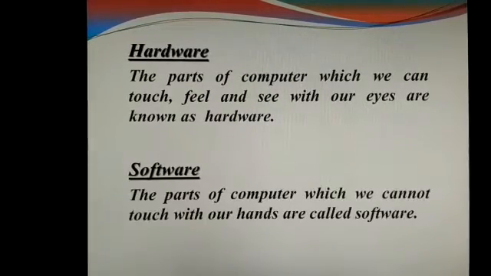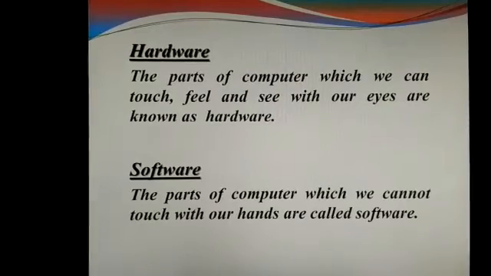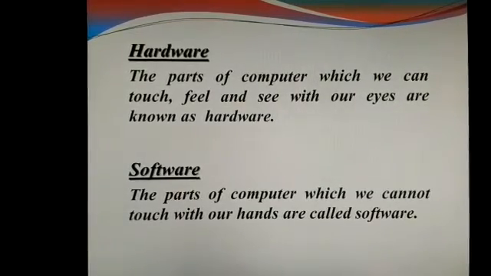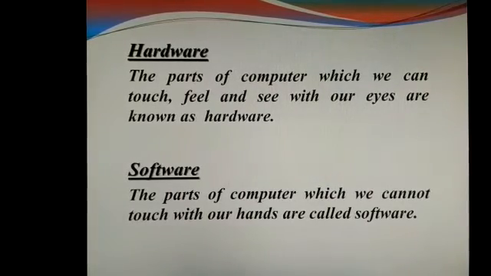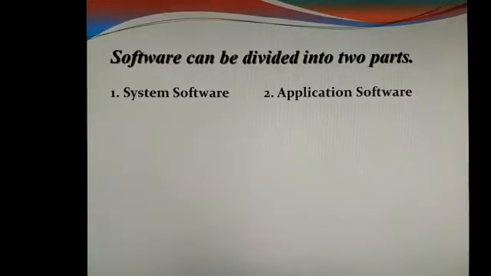Software. The parts of a computer which we cannot touch with our hands are called software. In other words, software directs and guides the operations such as input, process, output of a computer system. You cannot touch software as you can with hardware. Software can be divided into two parts, system software and application software.